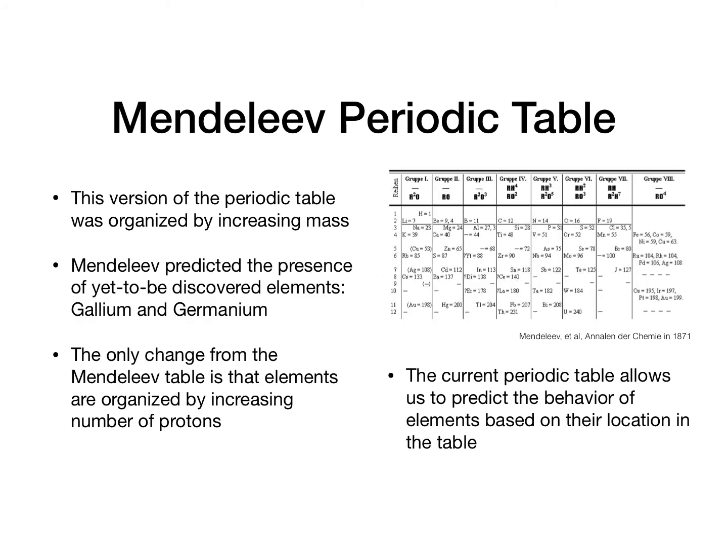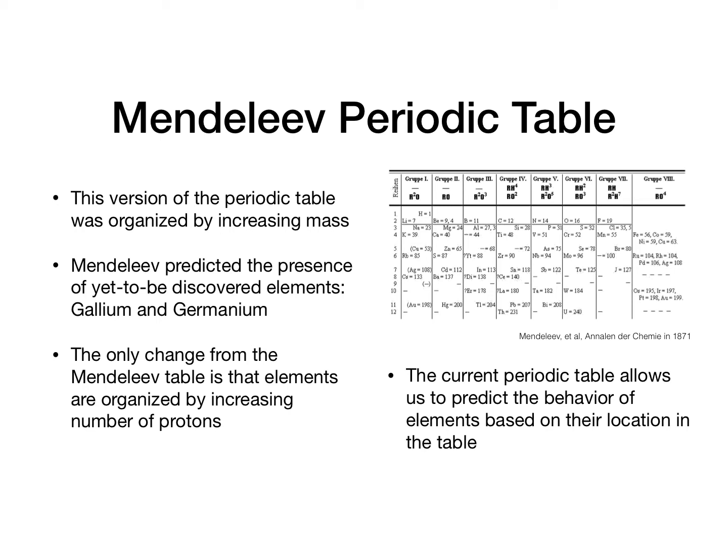So he organized his periodic table by increasing mass. If you look at the elements on the periodic table in general, that is the trend. So the thing that is probably the most interesting about Mendeleev's periodic table is that he left space for elements that had yet to be determined, gallium and germanium.